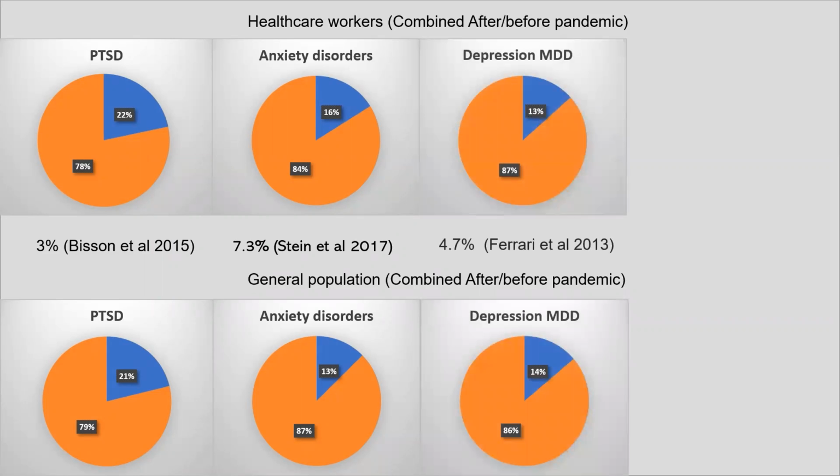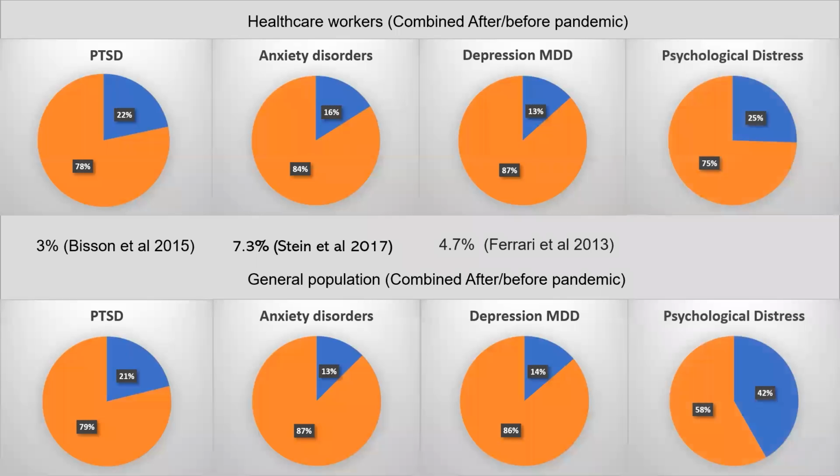And the third most prevalent condition was major depression disorder, which is typically around 4.7% in the general population. You'll see this is also substantially higher at 13% in the healthcare workers and 14% in the general public. I also mentioned that we did look at symptoms of these conditions.